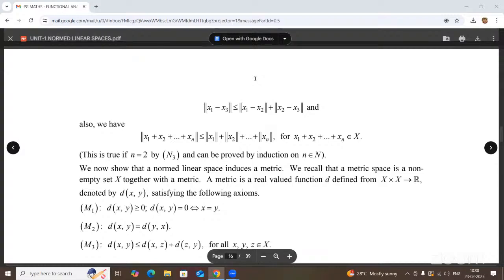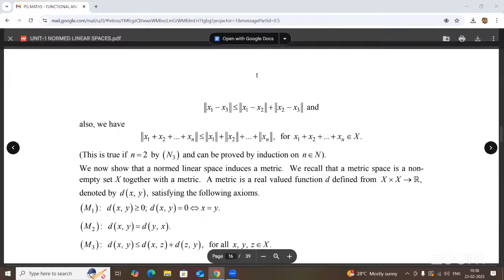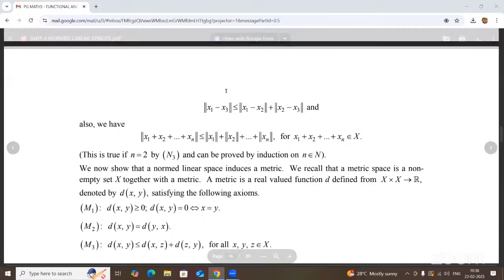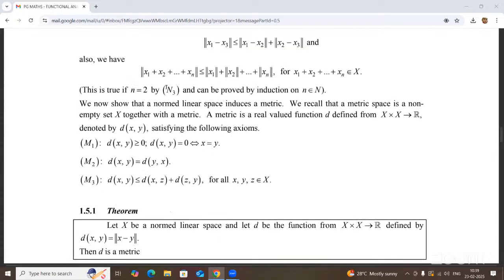And here norm x1 minus x3, in the similar way, replacing z by x3 and x by x1, we are taking now inside the norm. In the same manner, up to n vectors, n elements, we are taking here. Norm x1 plus x2 plus so on plus xn cannot exceed norm x1 plus norm x2 plus so on norm xn. So the sum of the vectors is also in linear space. Suppose n equal to 2, we are getting the N3 condition. That is the simple proof.